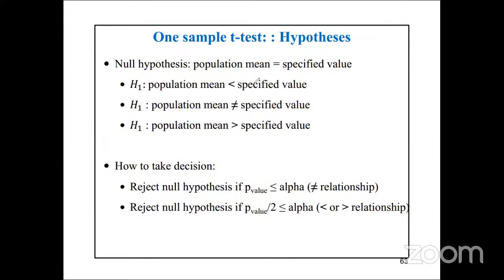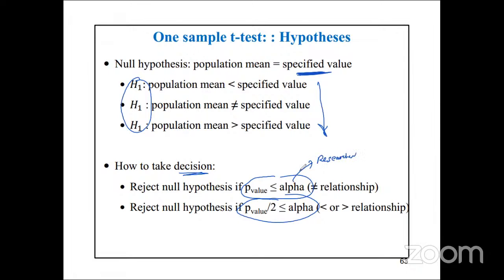Now we know that the alternative hypothesis can be set up in 3 different ways. Population mean equal to some specified value will be your null hypothesis, but your alternative hypothesis can be any one of these 3. Now, how to take the decision? Based on your alternative hypothesis, the decision is taken based on the p-value and alpha. Repeatedly I am saying that alpha will be decided by the researcher and the p-value will be given by the software.